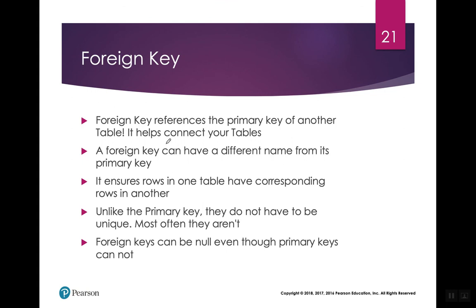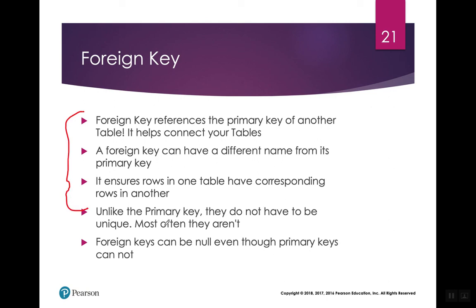So a foreign key references the primary key of another table, to connect it. We can have a different name. Best practice would be to use the same name in different tables, because then there's less confusion, but it doesn't have to have the same name, but it has to have the same values. All right, so we said it ensures the rows in one table will have the corresponding rows in the other. And this relationship defines our referential integrity.